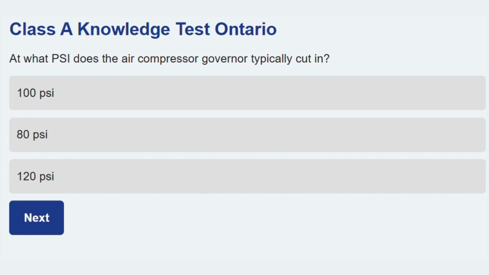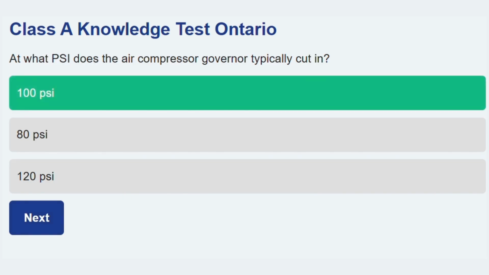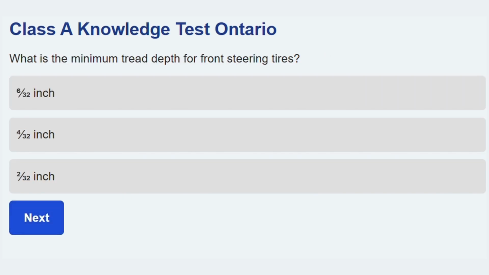Here's the next one. At what PSI does the air compressor governor typically cut in? 100 PSI. That's when the compressor begins pumping to maintain system pressure. Let's keep going. What is the minimum tread depth for front steering tires? 4/30 inch. Adequate tread is critical for steering control and traction.